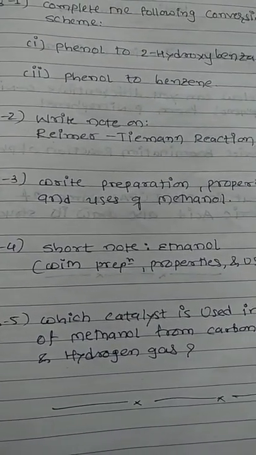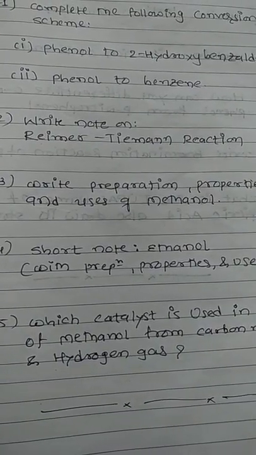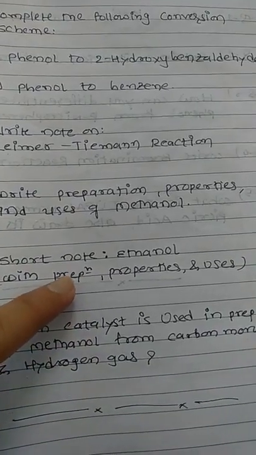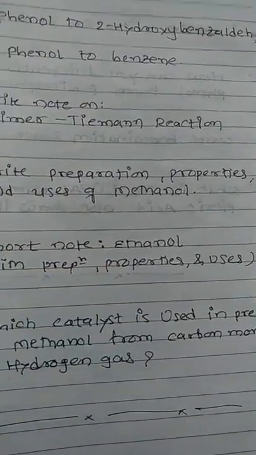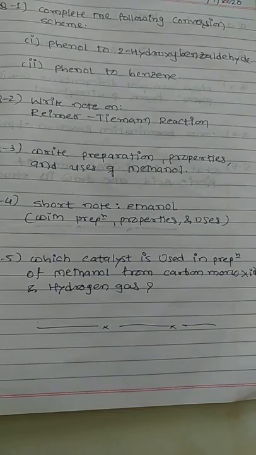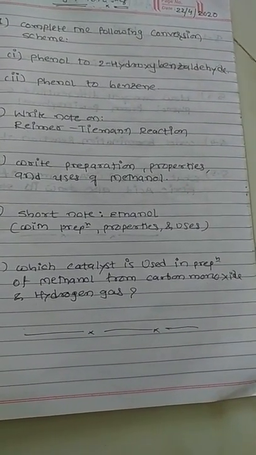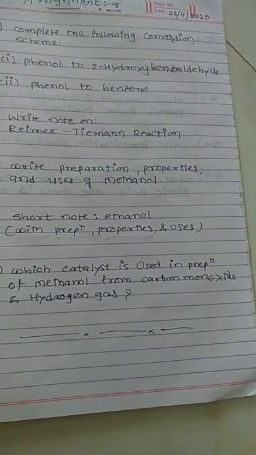Question number 4 is about a short note on ethanol. Even when the question is given in the form of a short note, you have to write preparation, properties and uses. And the last question is about which catalyst is used in the preparation of methanol from carbon monoxide and hydrogen gas.